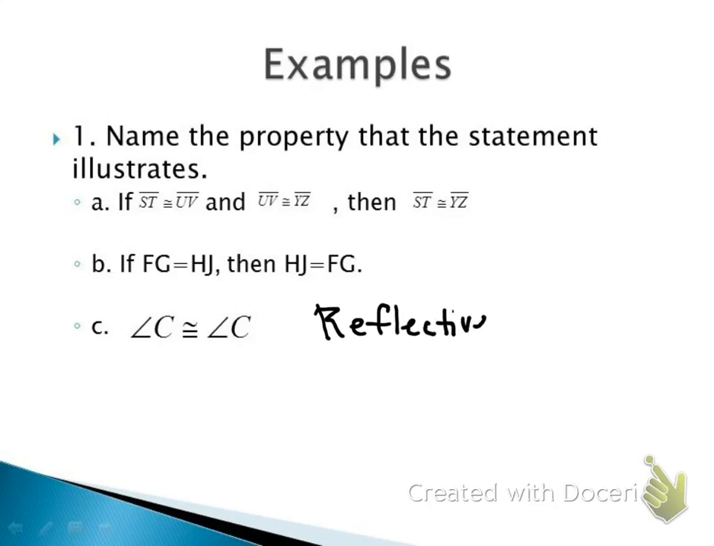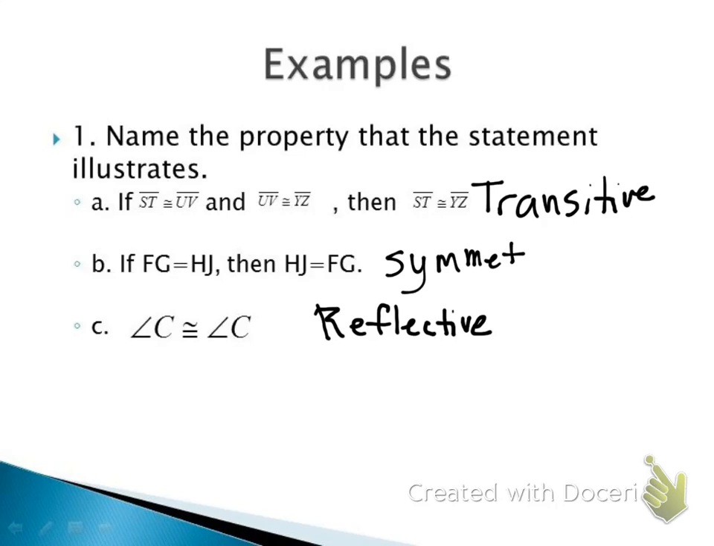Again, I just started with C because I thought it was the easiest. So reflexive's out. There's only one for each. Which one are they cutting out somebody? A or B? A. So that's the transitive. And then you can see in part B, you had FG first equal to HJ. And then HJ equals FG. So all they did was switch the order that they gave it to you. That's symmetric. So you're just seeing which property appears to be happening in these examples.